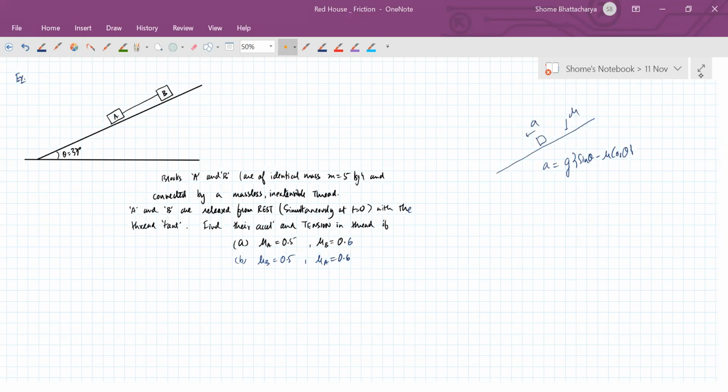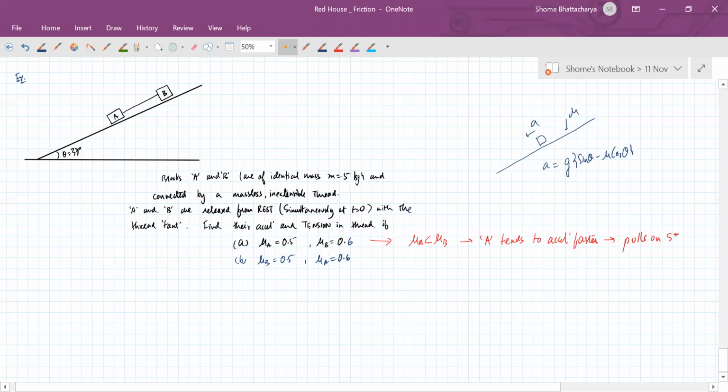Yeah. Good. So you'll see that in the first case, because coefficient of friction of A is less than coefficient of friction of B, the block A will tend to accelerate faster, but then the string will come into play. So A tends to accelerate faster, hence pulls on the string. And acceleration of A becomes equal to acceleration of B, which we'll find out how much it is.